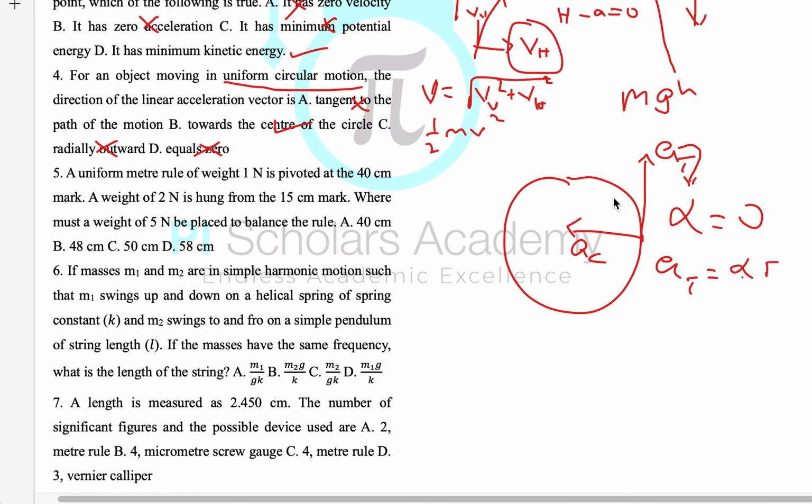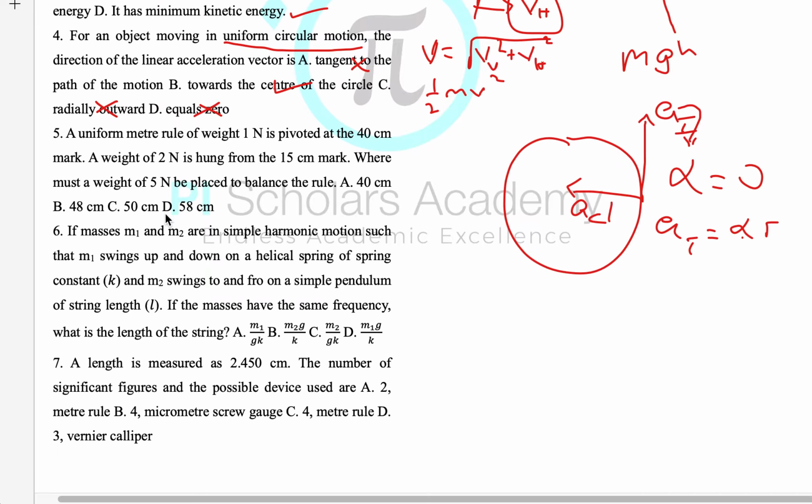No, it's not equal to 0 because the linear acceleration vector is not equal to 0, because it is made up of both this and this guy. And since one of them is directed toward the center, that implies that that will be the correct answer. So B is the correct answer in this situation. Let's see, we can quickly solve question number 5.